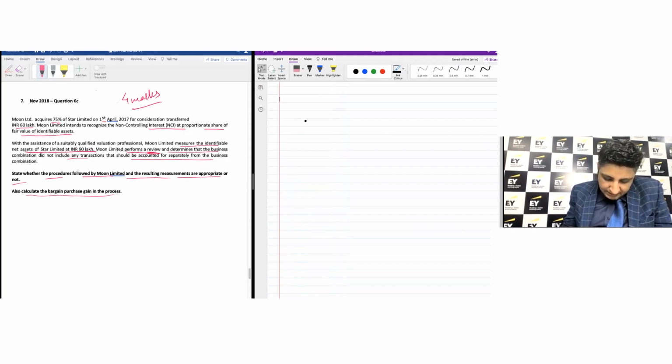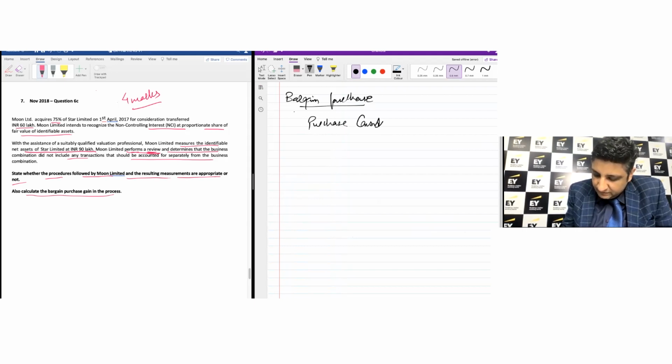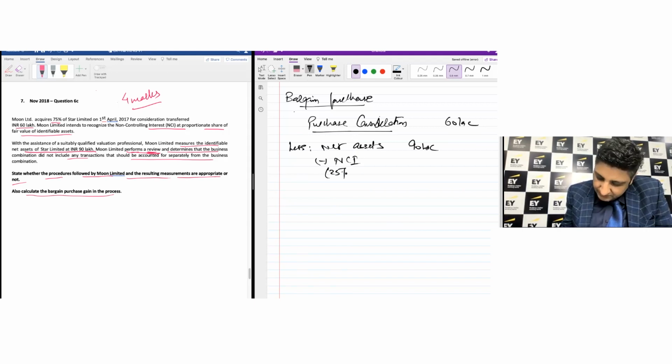The second part of the question wants us to calculate the bargain purchase gain. So the way we calculate, of course, is the bargain purchase. We have purchase consideration. How much did we pay? That is provided at 60 lakhs, right? Less net assets, and that is provided, of course, at 90 lakh. But out of that, the NCI, of course, since we only acquired 75%, so 25% of net assets will be 22.50 lakh.